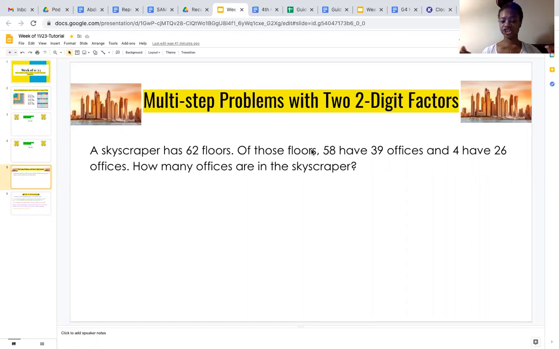So the immediate question, even though there's no question mark here, the immediate question that should come to us is, how many offices are on those 58 floors? So our first step in this is to multiply 58 by 39. This is going to tell us the number of offices on the 58 floors. So this is our kind of first step. So I want to make sure I label this. Now let's work it out.